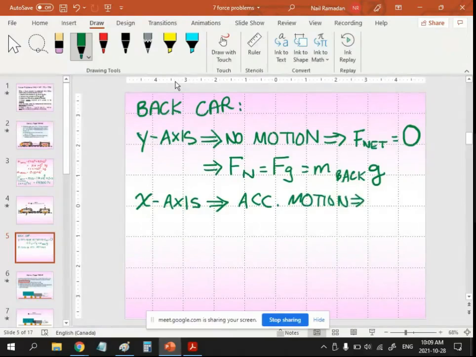If it's accelerating, which law is it? Second law. What's the statement? Not Fn. Please get used to it. Good. Fnet. Fnet equals.